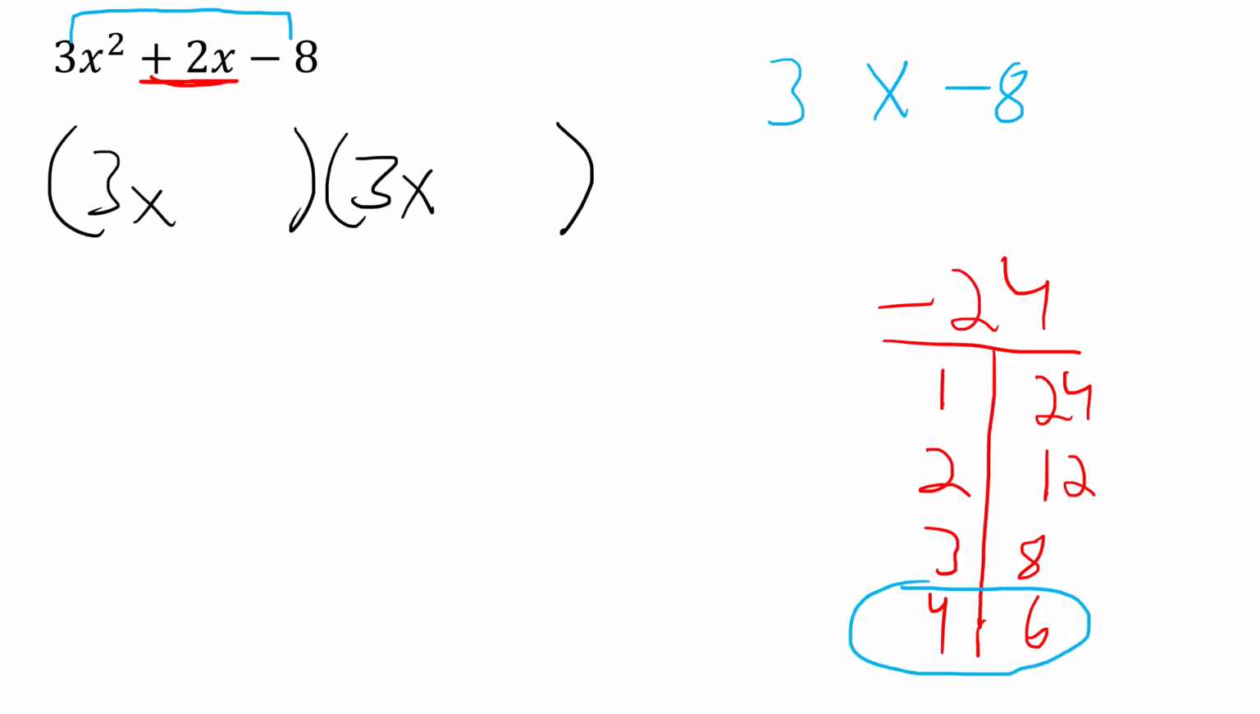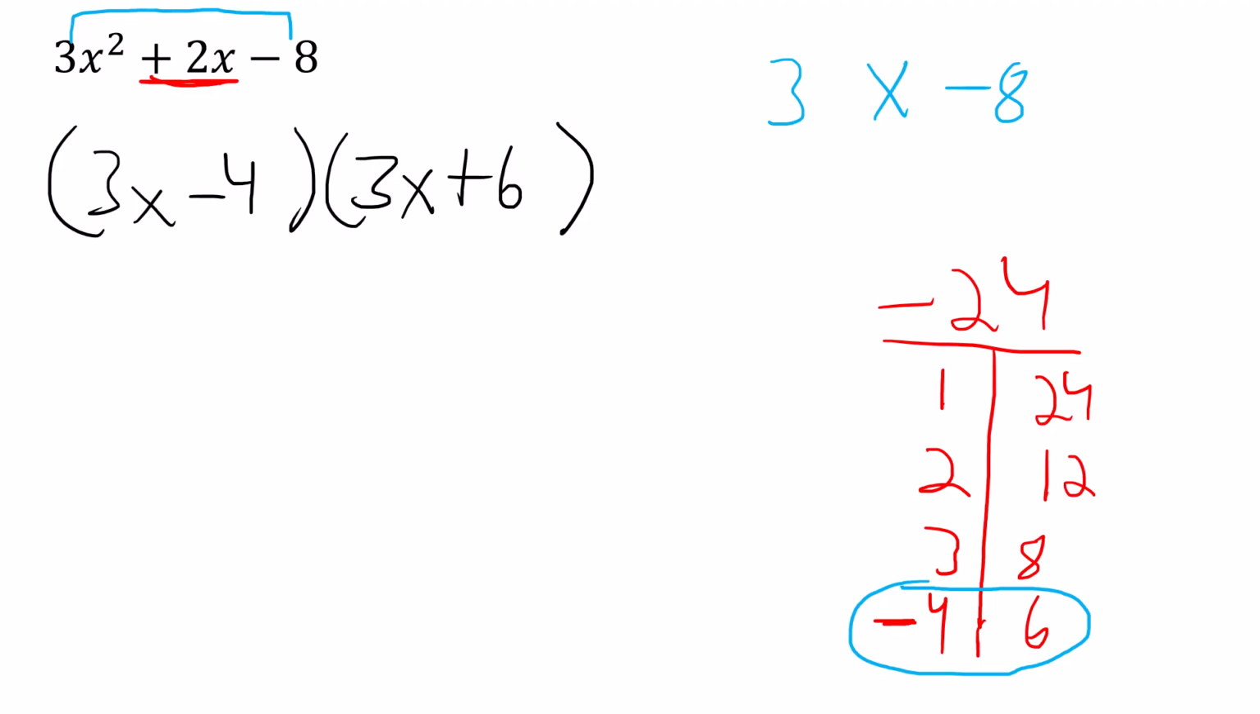Of course, we're going to need to make our 4 negative, so we add to be positive 2. 6 minus 4 is 2. And it needs to multiply to be negative 24. Negative 4 times 6 is negative 24. So our next step is to write those in. Negative 4, positive 6. It doesn't matter which order you do it in, but what does matter is this next step.